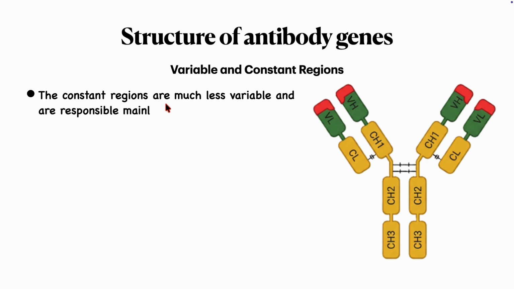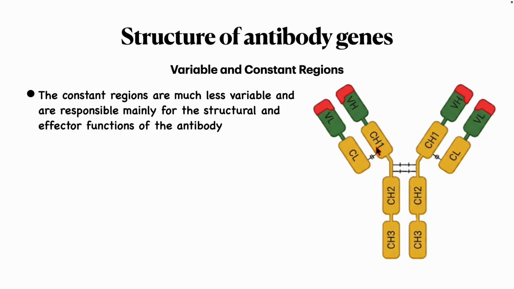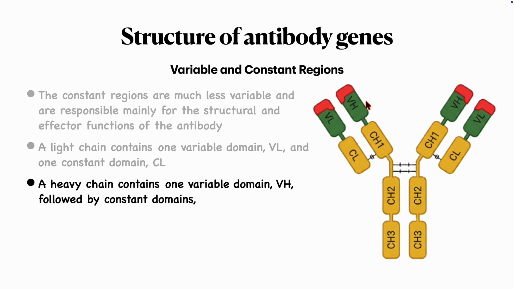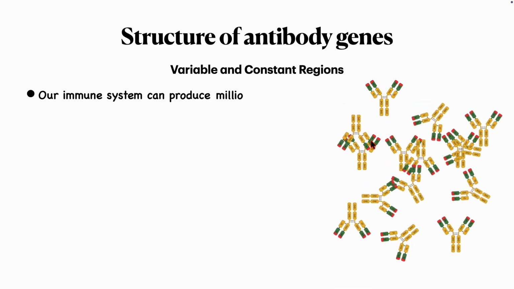The constant regions, shown in yellow color, are much less variable and are responsible mainly for the structural and effector functions of the antibody. A light chain contains 1 variable domain VL and 1 constant domain CL. A heavy chain contains 1 variable domain VH followed by constant domains labeled CH.